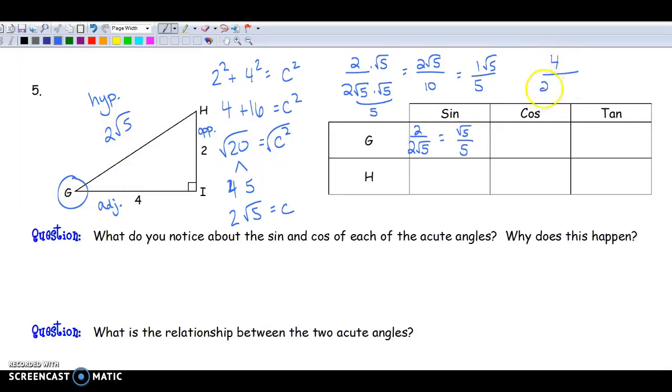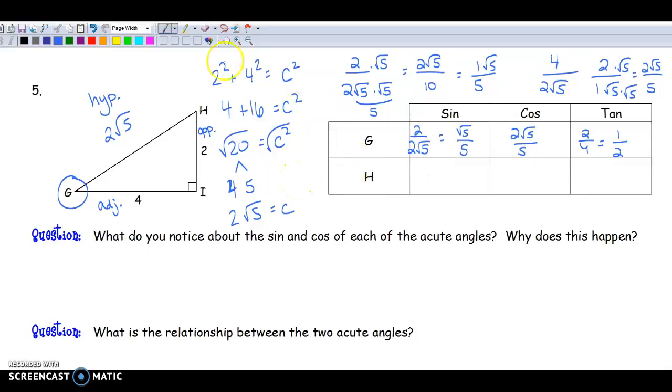Cosine is going to be adjacent over hypotenuse. 4 over 2 root 5. Now this one, you can simplify it a little bit and get rid of the radical. 4 divided by 2, that's the same thing as saying 2 over 1. So I just reduced 4 over 2, and then I can get rid of the root 5 by rationalizing it. So when I rationalize it, I get 2 root 5 on top and 5 on the bottom, because root 5 times root 5 is 5. So I have 2 root 5 over 5. Tangent is opposite over adjacent. That one's nice and easy. 2 over 4, you reduce, you get 1/2. No dealing with radicals for that one.